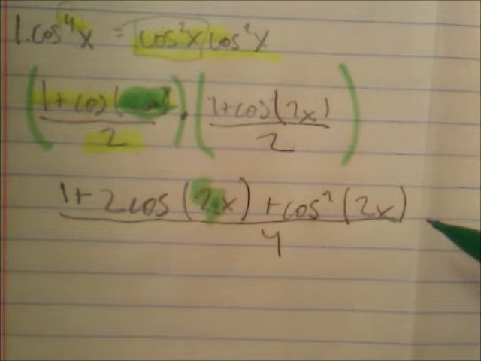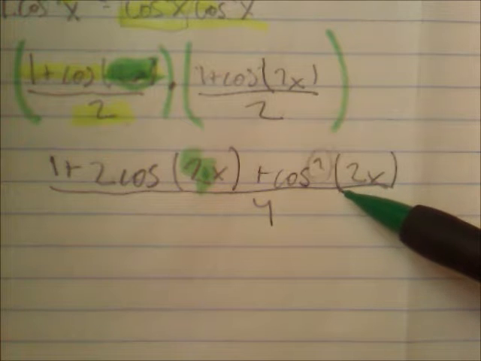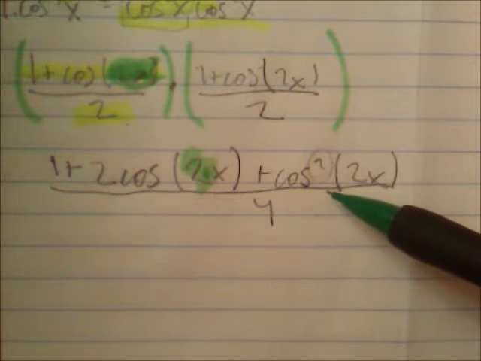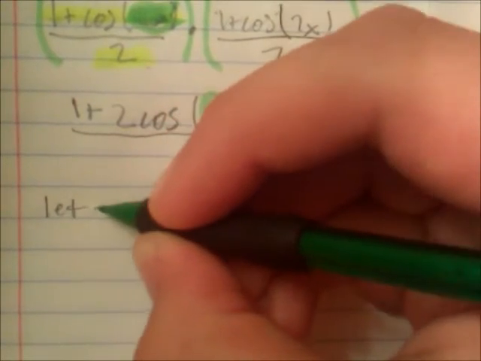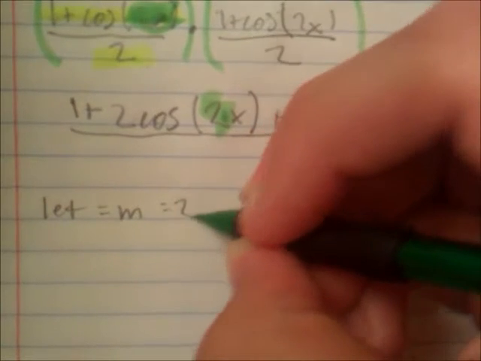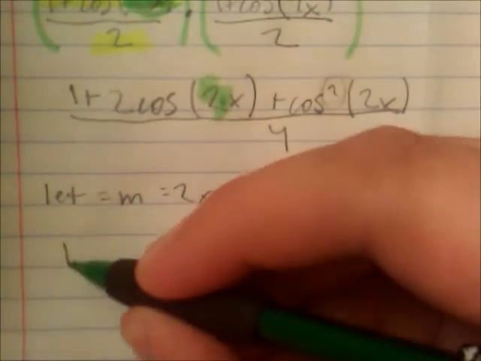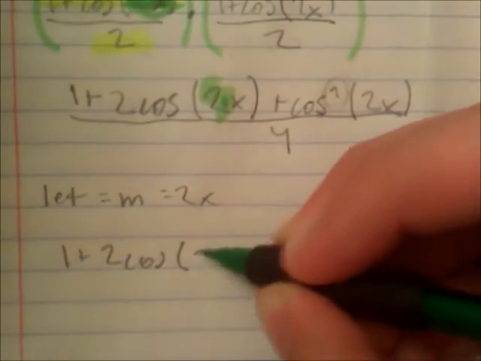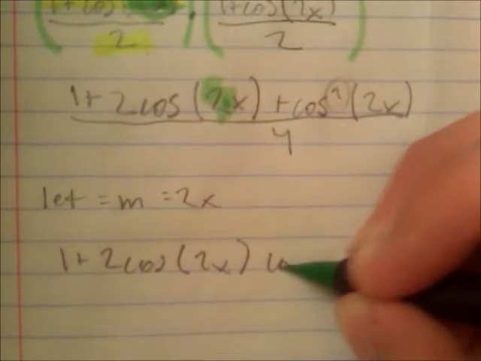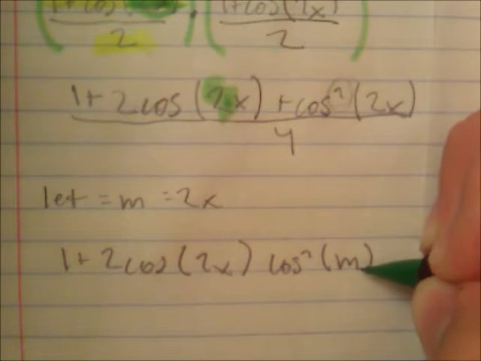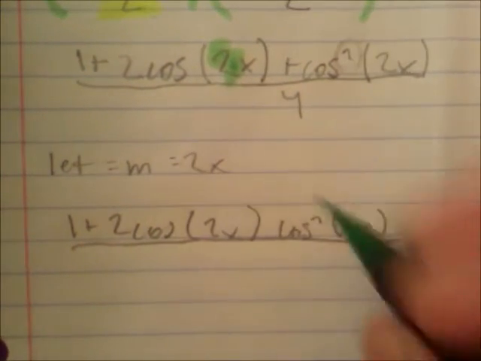So now that we're done foiling, we are not done yet because we still have a square there. And when we're using power reducing formulas, we have to get it to 1. So what we're going to do is let m equal 2x. And we're going to rewrite it like this, replacing that 2x. You only need to replace this 2x since we are changing this one over 4.